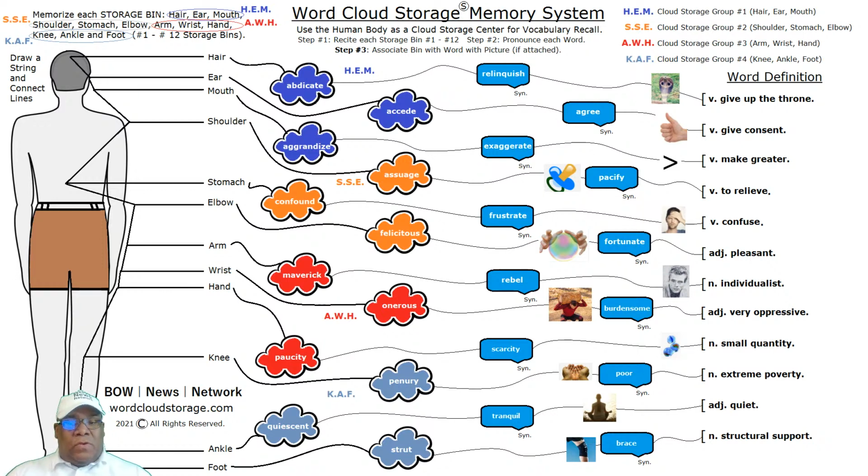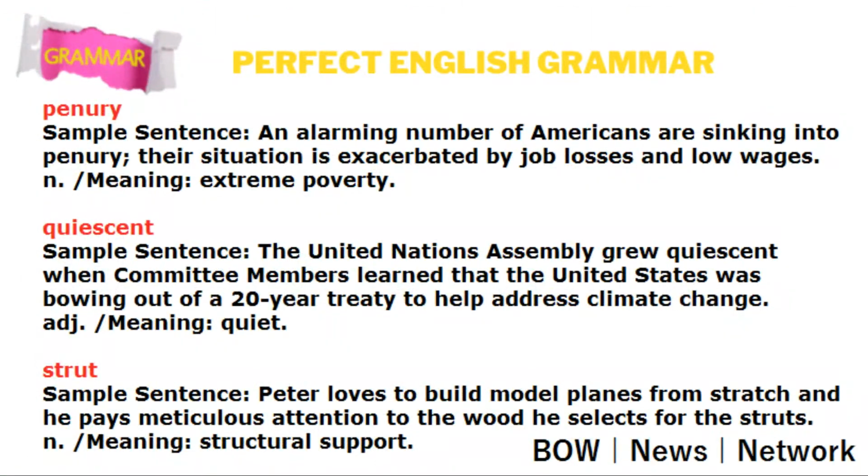For our cloud storage, let's look at our gray clouds here, and we see penury, extreme poverty. This is the KAF group: knee, ankle, foot. Let's see how it's used. Penury, I want to make sure we're pronouncing it right. An alarming number of Americans are sinking into penury. Their situation is exacerbated by job losses and low wages. And we pronounce that word penury, and we see extreme poverty there.